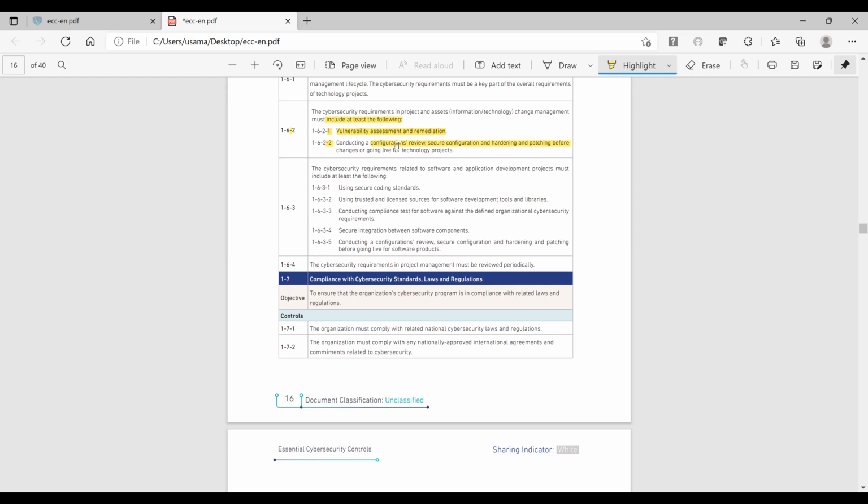What is the difference between vulnerability management and patch management? Are both of them the same? What is the difference between vulnerability management and patch management? Are both the same?